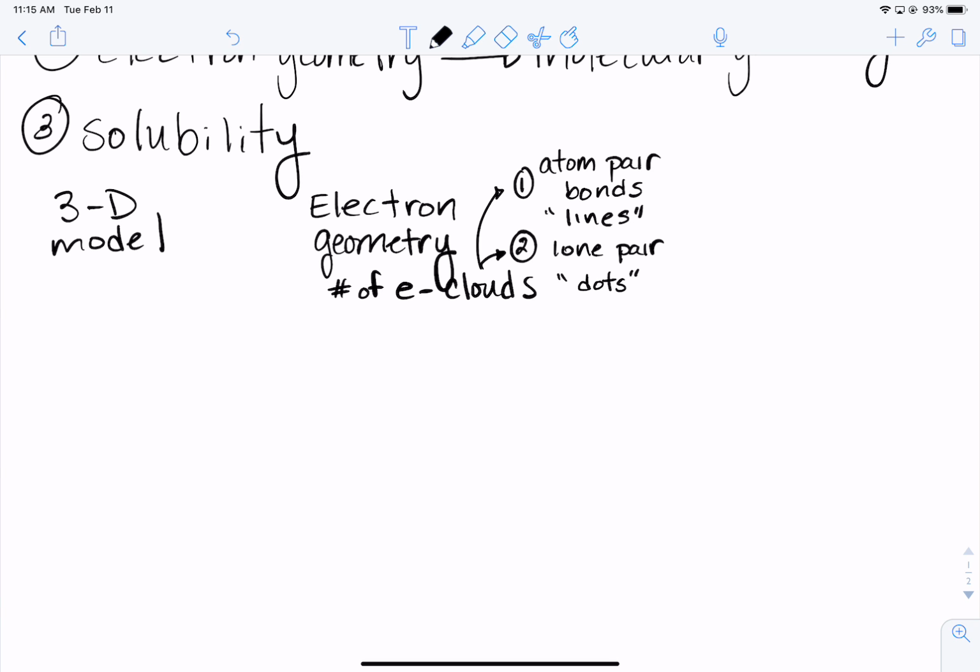The last thing is our molecular shape, our molecular geometry, and that determines the shape.